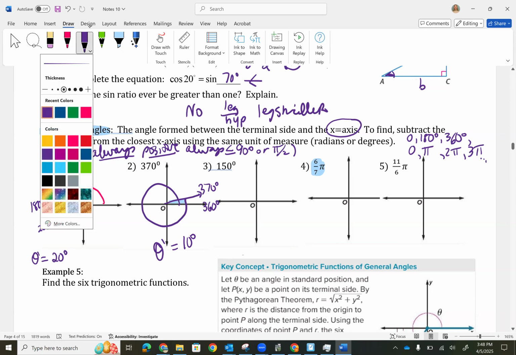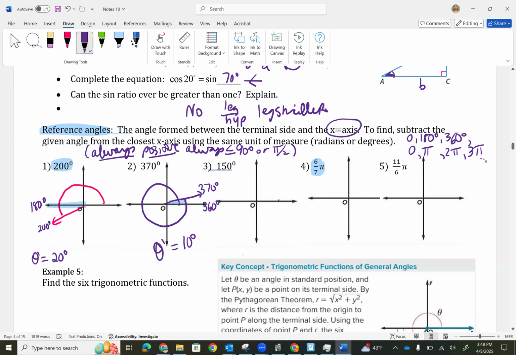So, 150. If you go to 150, how far are you from the x-axis? Well, the closest x-axis is 180. You wouldn't want to go back to 0, and you wouldn't go to 360. The closest x-axis, if you go to 150, is 180. And if you minus those, your reference angle is 30 degrees away.